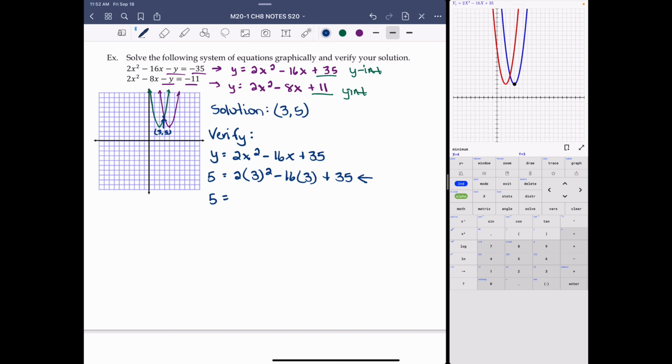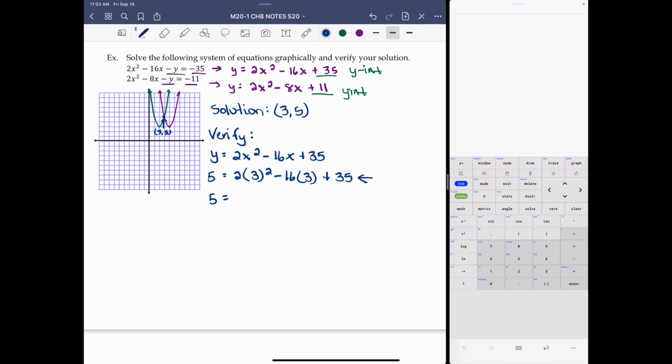A little better. Okay, so I'm putting in 2. Let me go back to my exit. Where is, there we go. Not used to working with TIs. Okay, plug it in. So 2 bracket 3 bracket squared minus 16 times 3 plus 35, enter, and it gives me 5. 5 equals 5, true.